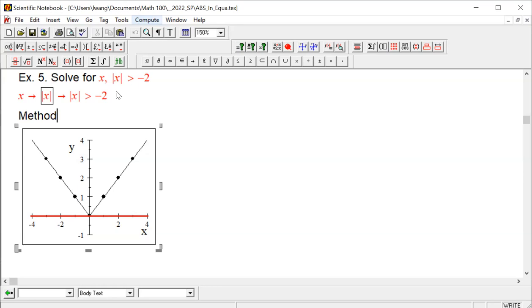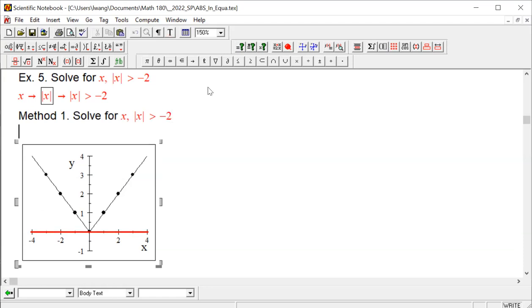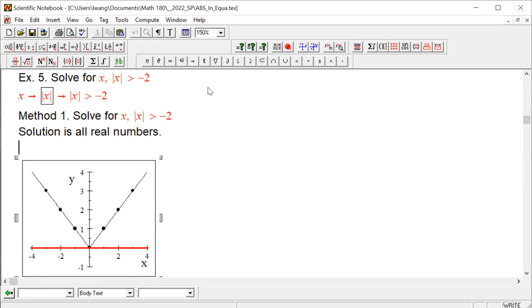On the other hand, since we talk about function perspective, right? So if this is what we wanted, the solution is what? Solution is all real numbers. Okay, the solution is all real numbers. In other words, from -infinity to +infinity, meaning that every input has an output that is going to be larger than -2.